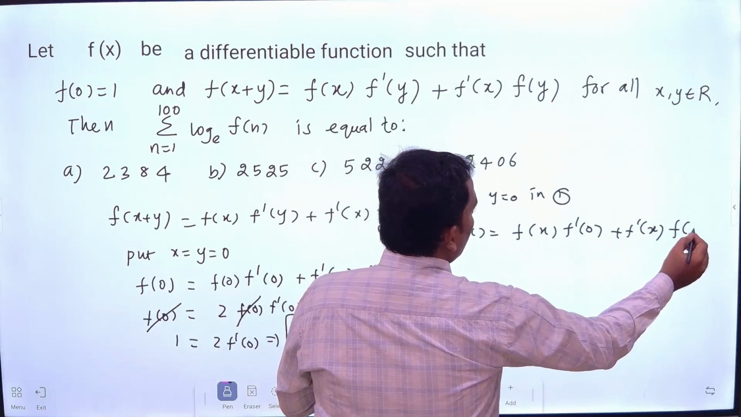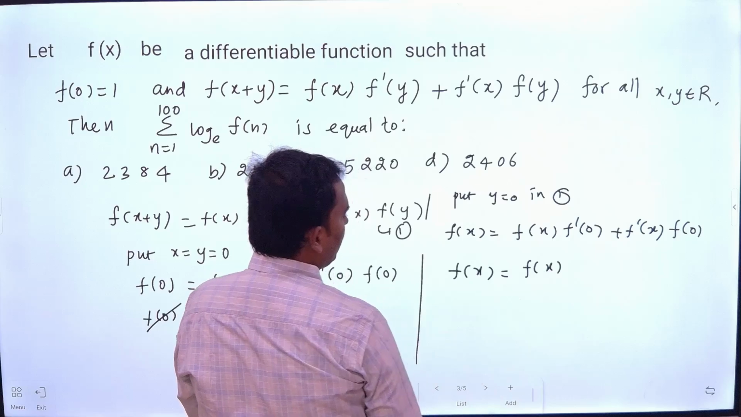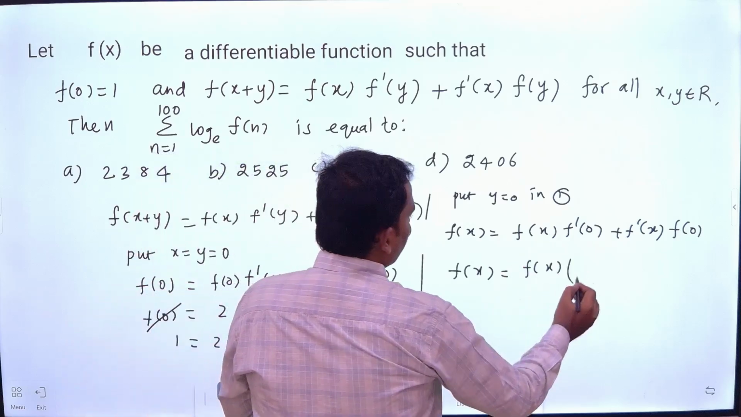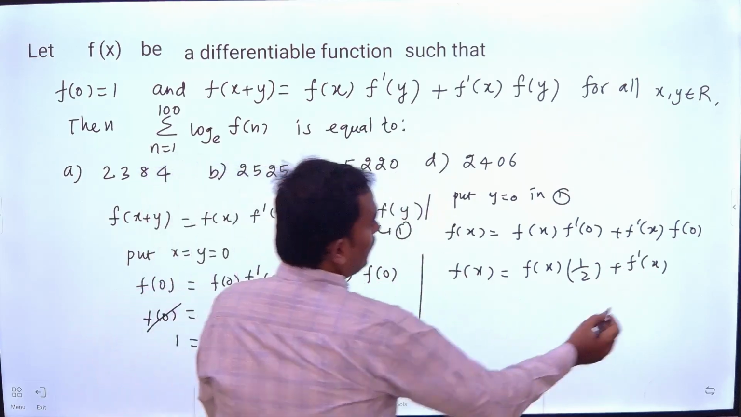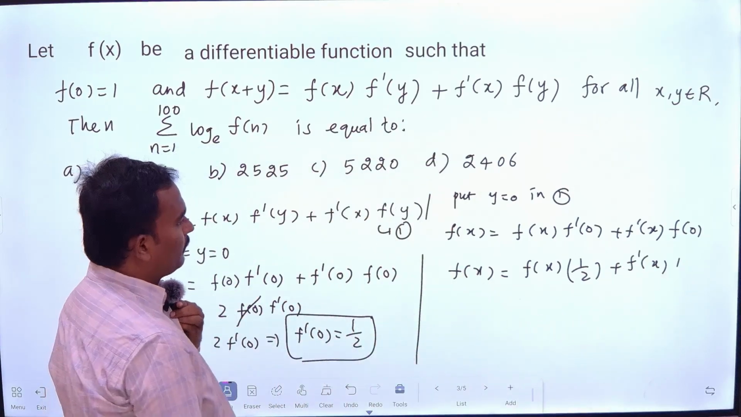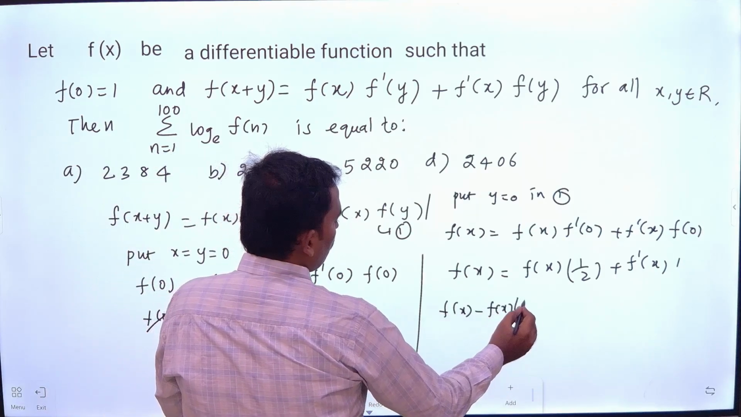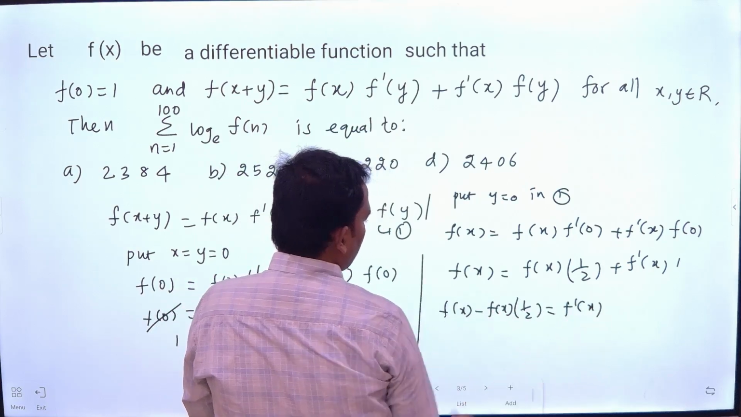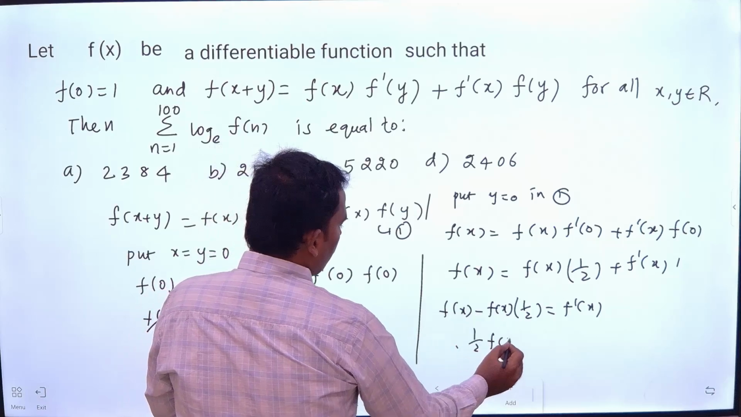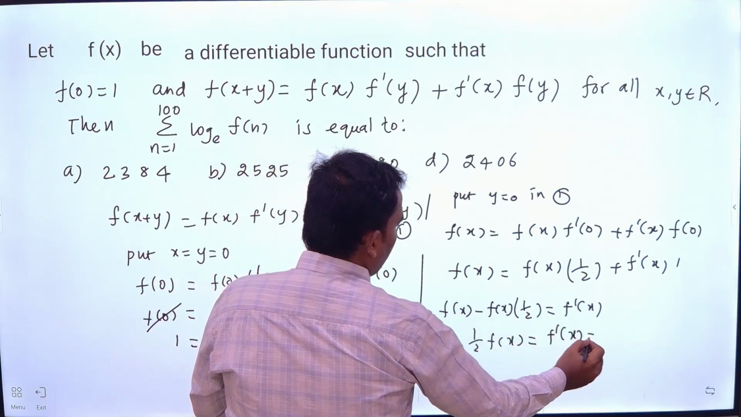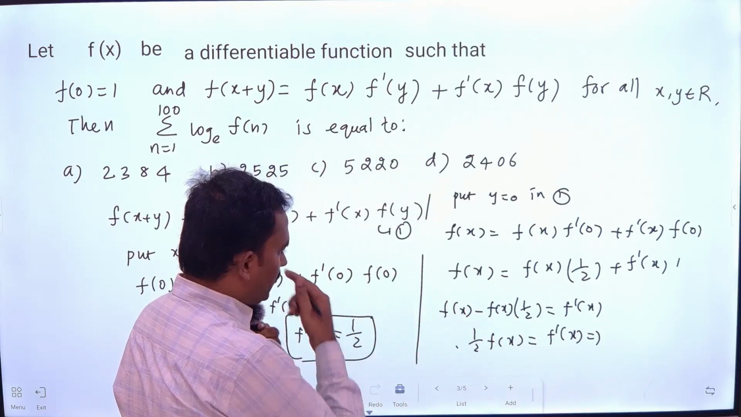F of y, here y is 0, no? F of 0. So now you can see how to write f of x is equal to f of x and f dash of 0. What is f dash of 0? We got it as 1 by 2, plus f dash of x. What is f of 0? It is given to you as 1, right? Now you can simplify this: f of x minus f of x into 1 by 2 is equal to f dash of x, right? So half f of x, if you take common, 1 minus half will be half. Half times f of x equal to f dash of x. Clear? From this, how to find out f of x?